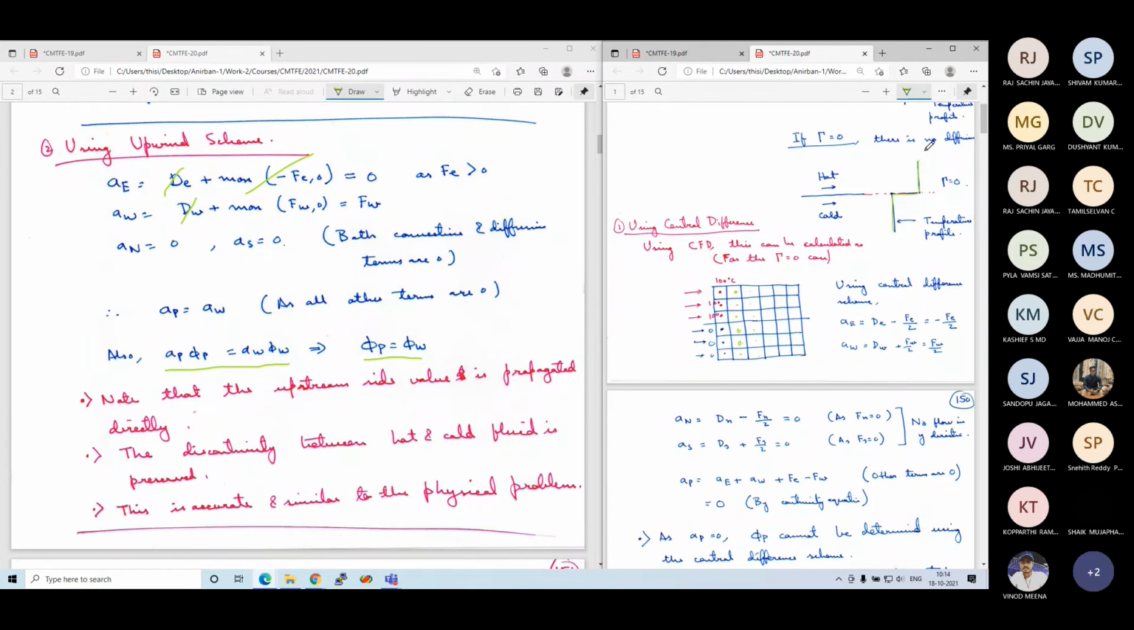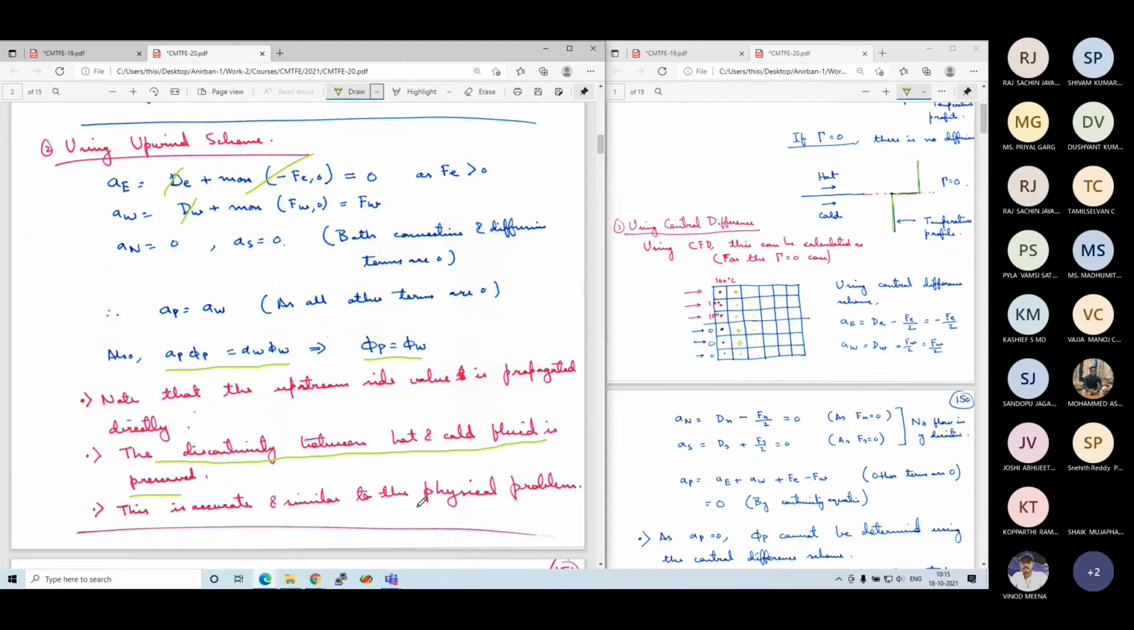At any location, if you find the temperature profile, it is like this. This is preserved, so the upstream side value is propagated directly. The important thing is that the discontinuity between the hot and cold fluid is preserved. So this is accurate and similar to the physical problem. There is no problem here. It's good. All is good here.